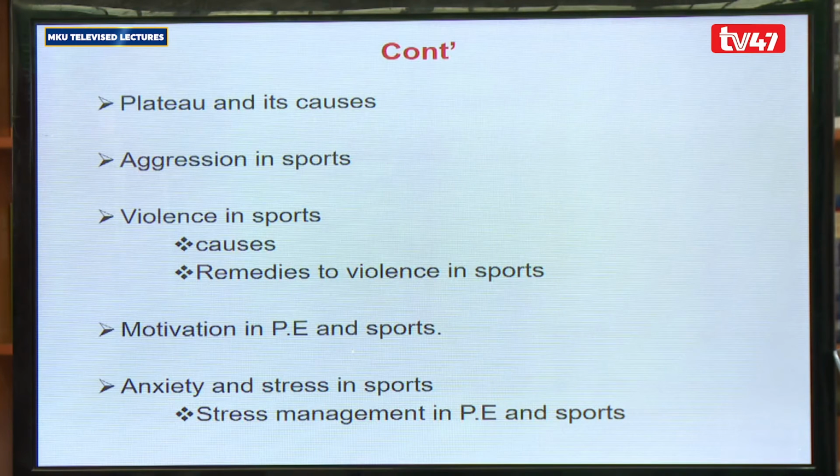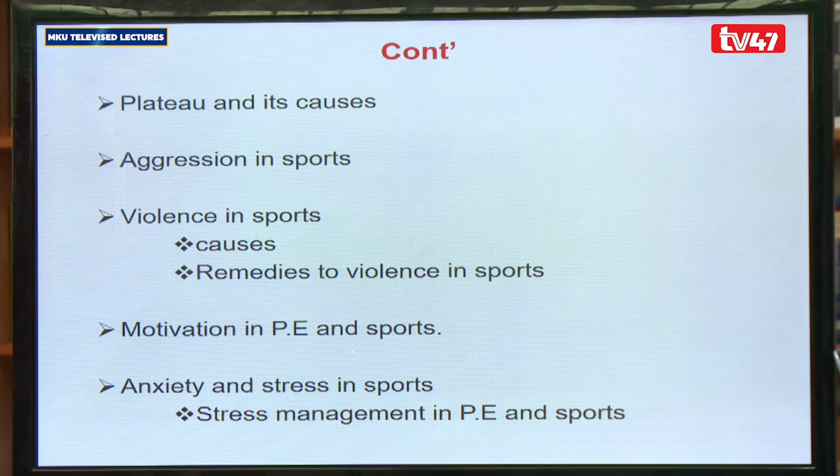Then also we have aggression in sports. Now, aggression in sports is different from the normal aggression that we know. So we are going to look at what this aggression we are calling in sports is. For instance, if I go to the field with my team, and we have agreed that we must win this match, so we are aggressive. That kind of aggression is different from ganging up to go and beat another team physically. Then we also have violence in sports.